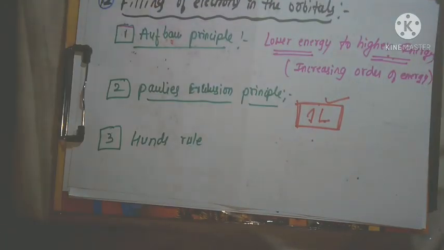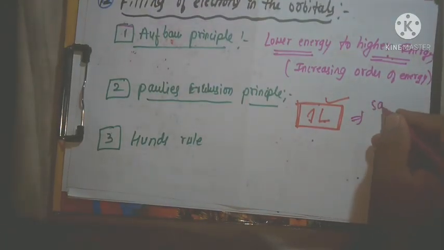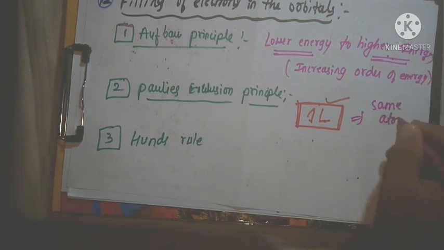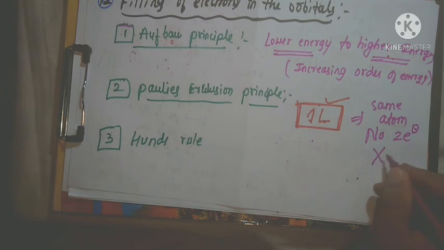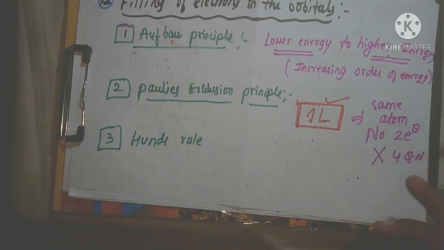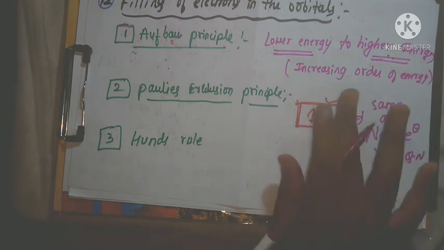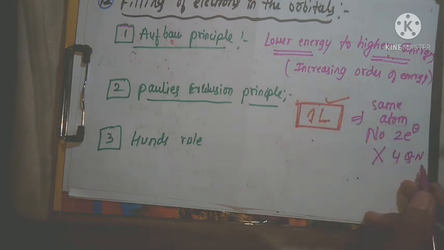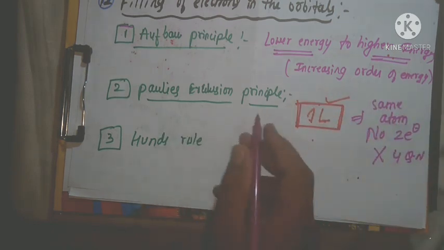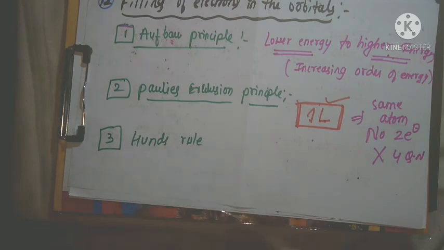The second statement is, in the same atom, no 2 electrons can have the same set of 4 quantum numbers. Means in the same atom, no 2 electrons, it is not possible. No 2 electrons can have the same set of 4 quantum numbers. That is also called Pauli's exclusion principle. The last one is Hund's rule.